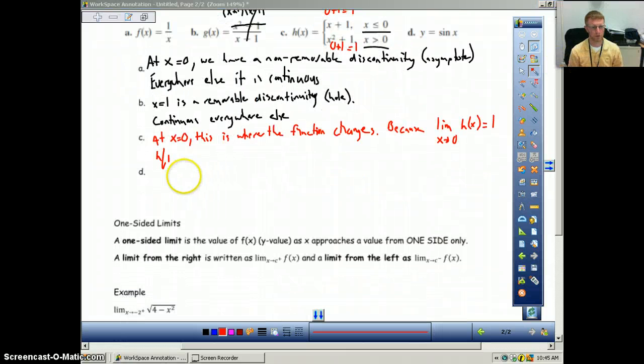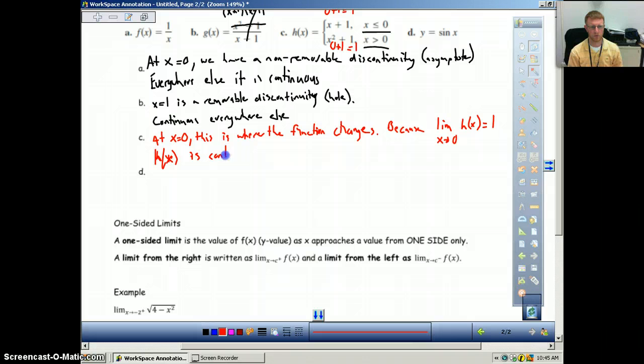Let me scroll down a little bit here. So because the limit actually exists, our h of x is continuous everywhere. Again, I apologize for the writing. I'm zoomed in a little bit here, so it's a little bit harder to write.